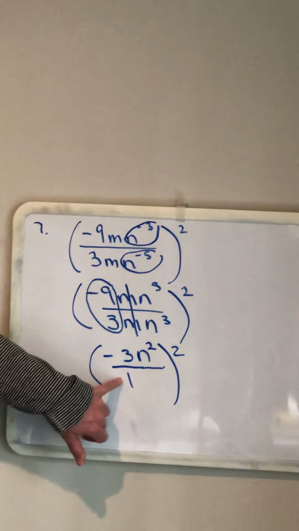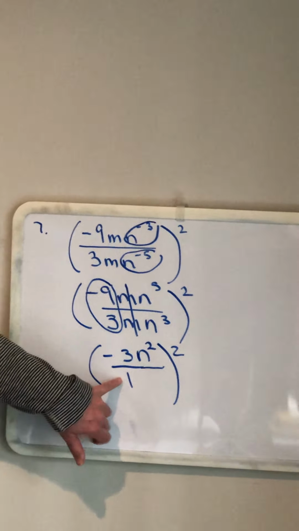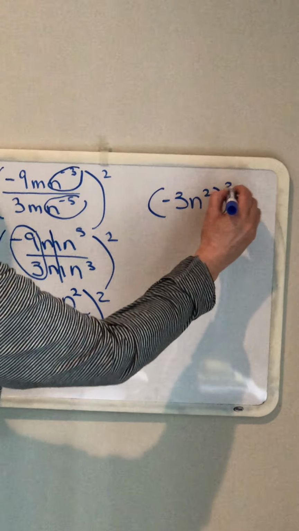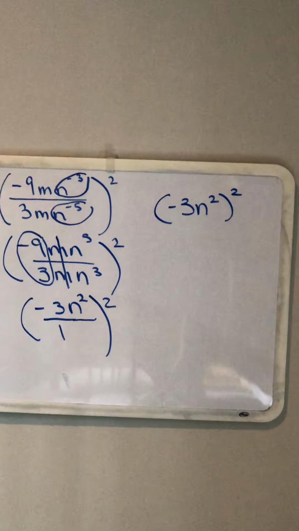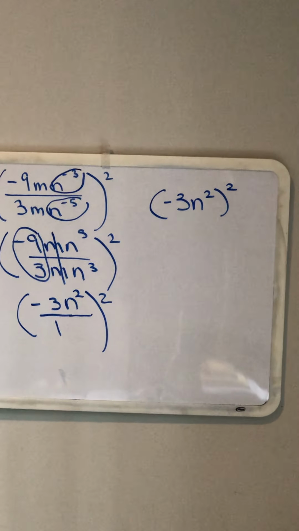Now, since that is a 1 just in the denominator and there's nothing else there, I don't need that. So I can look at this as just this. Take that 1 right away. If it was in the numerator, I could not take it away.